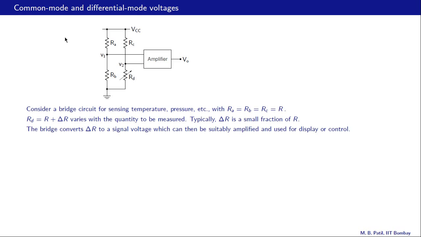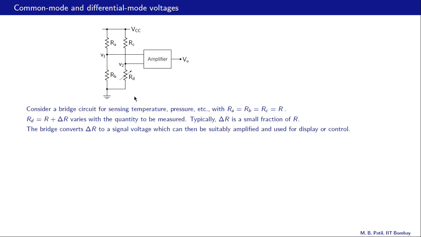Let us now begin our discussion about a very important topic in electronics, and that is common mode and differential mode voltages or signals. And we will do that with respect to this example. Here is a bridge circuit, and it is used for sensing things like temperature, pressure, etc. And we assume that this amplifier has a very large input resistance. That means these two currents are 0.